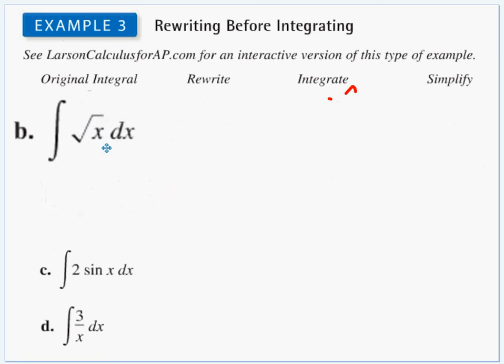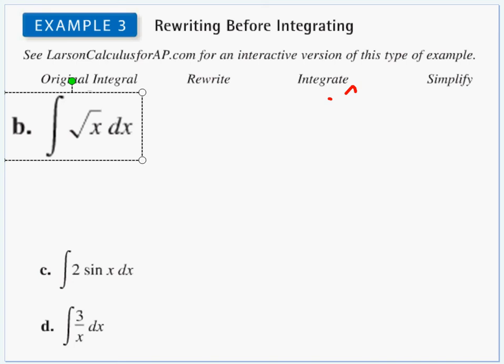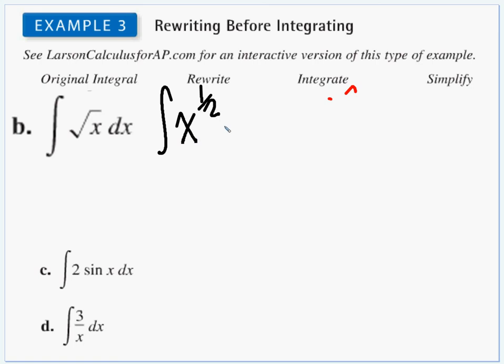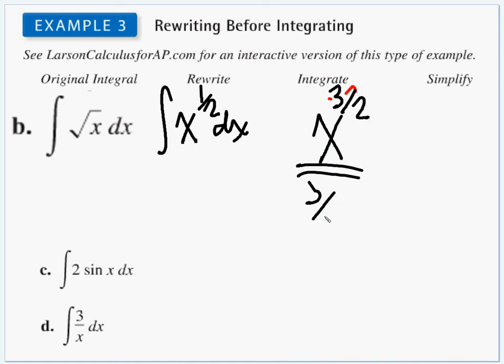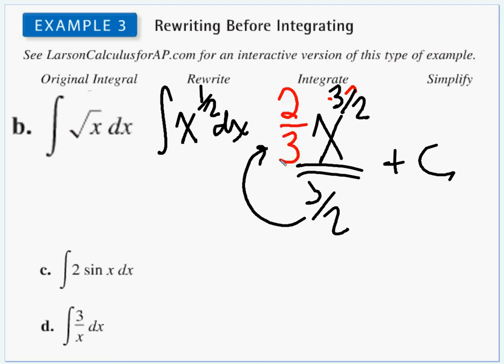Letter B. The antiderivative of root x, or that would be the antiderivative of x to the half dx. So when we antiderive, we are going to raise the power by 1 to the 3 halves and divide by that new exponent 3 halves plus c. Now I've run out of room to put the simplification, but I'm just going to work it here. Remember, we're going to bring this denominator fraction up and flip it. Multiply by the reciprocal, so this is going to be 2/3 x to the 3 halves plus c.